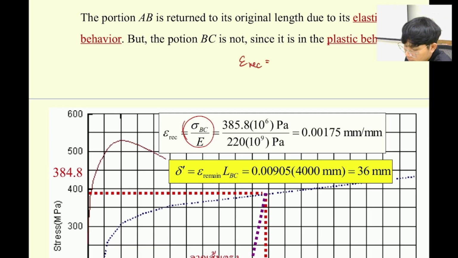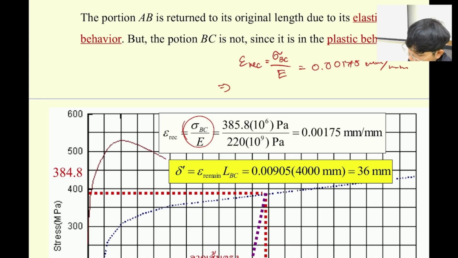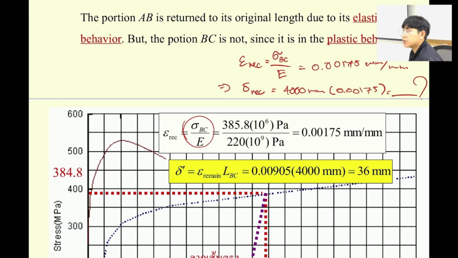To find the length, first of all, we need to find the strain recovery. It's going to be stress BC over E. E we know, stress BC we know, so we're going to get the strain recovery equal to 0.00175 millimeters per millimeter. So if I would like to find the recover length, it's going to be 4 meters or 4,000 millimeters multiplied by the 0.00175 over here. I'm going to get something in millimeters here.